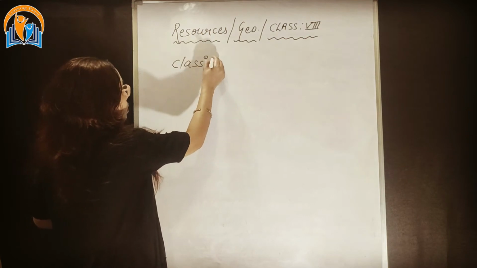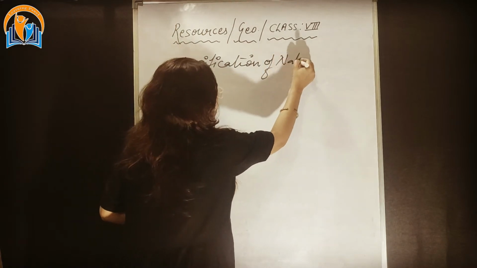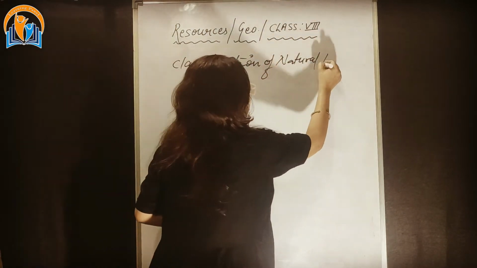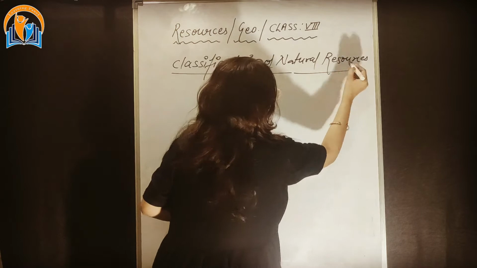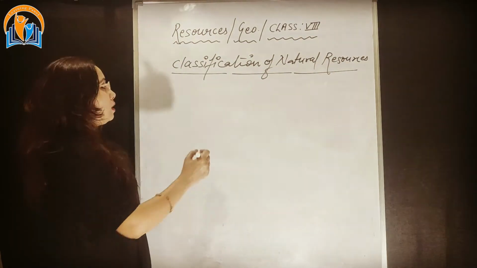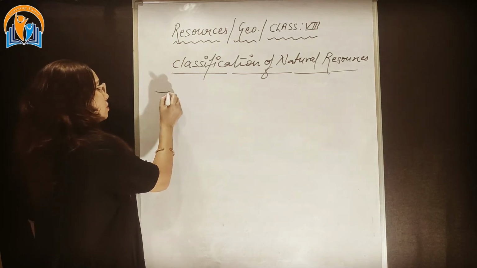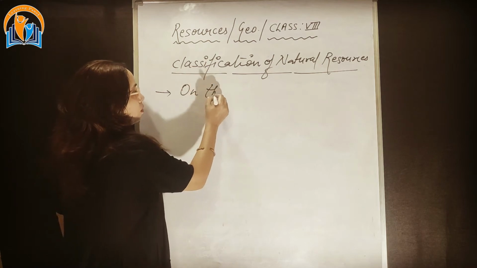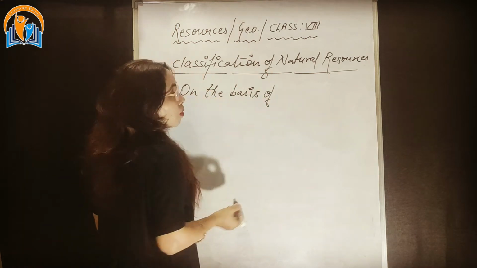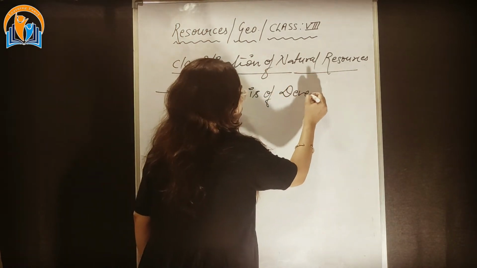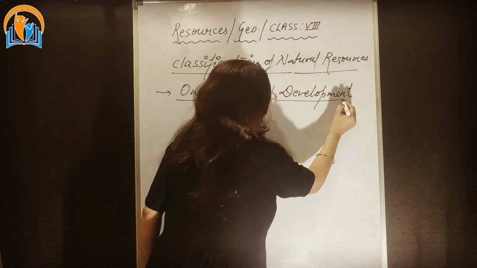But first of all, we just mention the heading: classification of natural resources, right? So already two we have done. Now let us see we have the 3rd classification, on the basis of development. Right? On the basis of development.